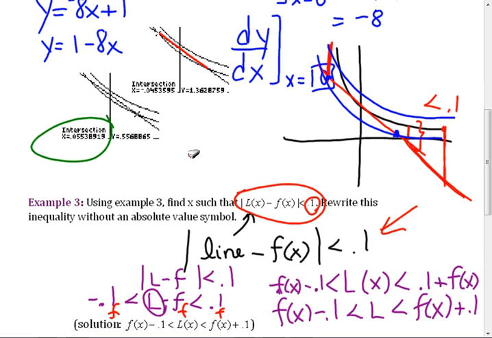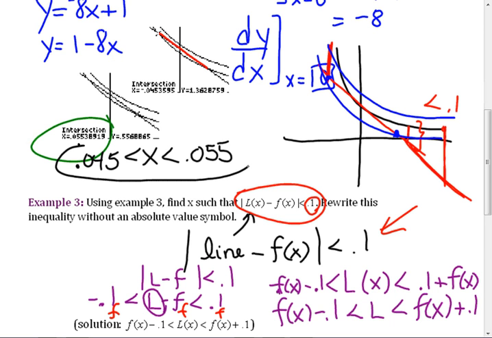So what's x going to be between? As long as my x values are between these 2 values, 0.055, just truncate, and negative 0.045, then the difference between my approximation and my real value is going to be less than 1/10 away. So in other words, my error is very small. You want the error to be small.